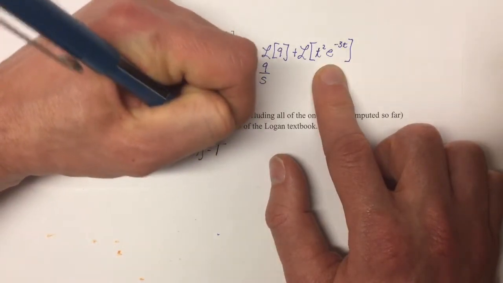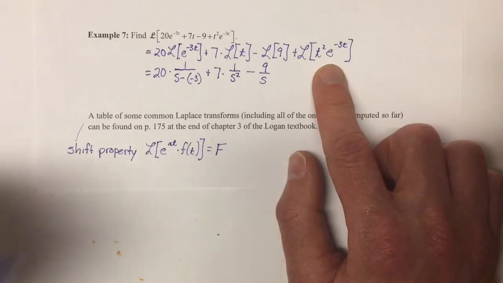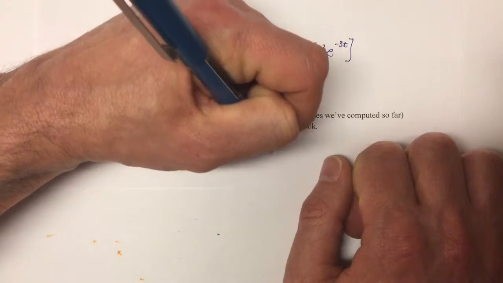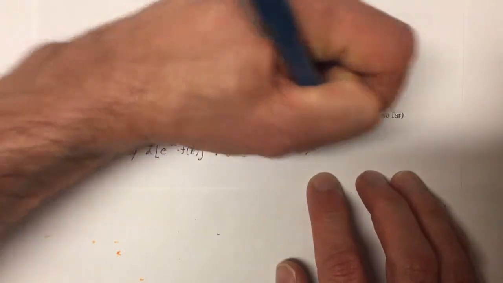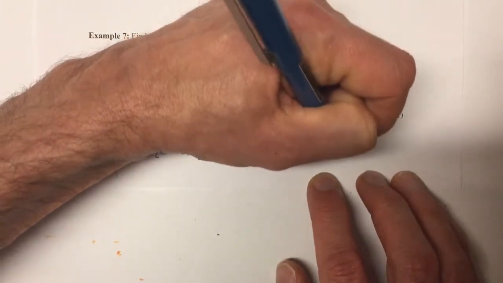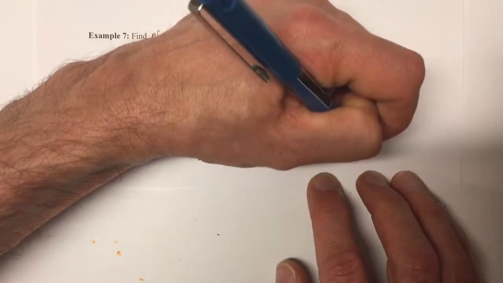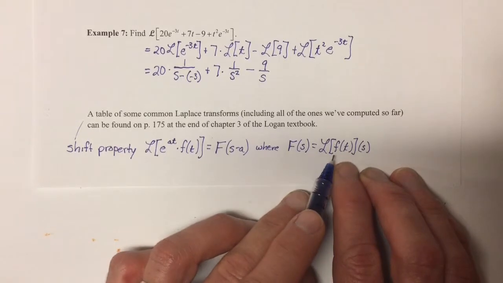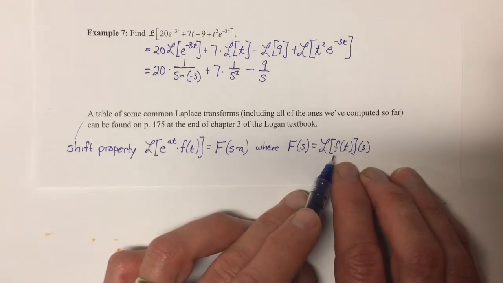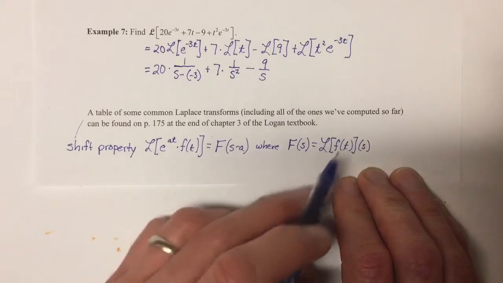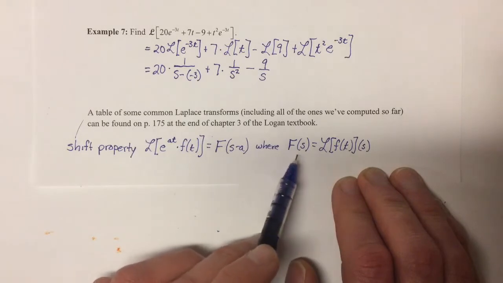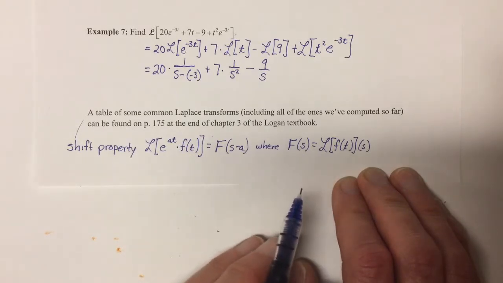would be equal to F of s minus a, where big F is the Laplace transform of the little f. And the idea here is we're going to find that Laplace transform of the little f. Normally we'd think of that as a function of s, but then we're going to replace s with s minus a, which takes this function and shifts it a units to the right.